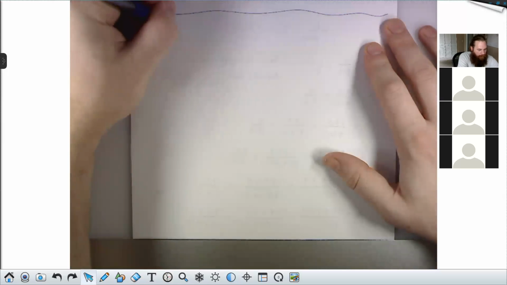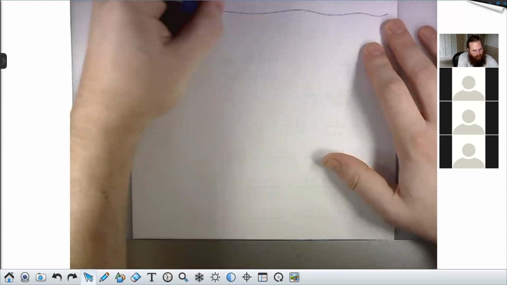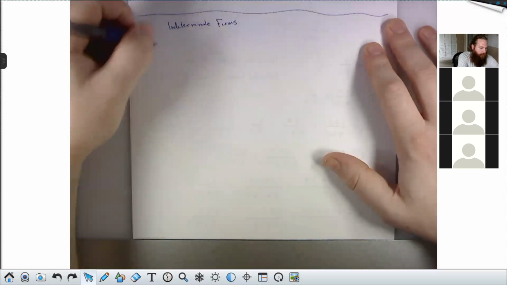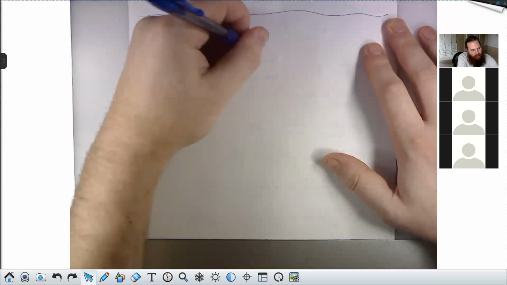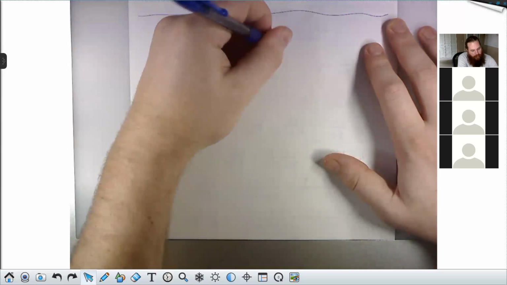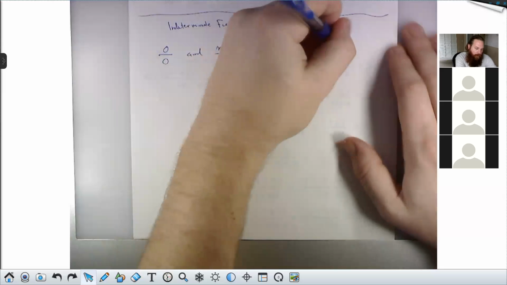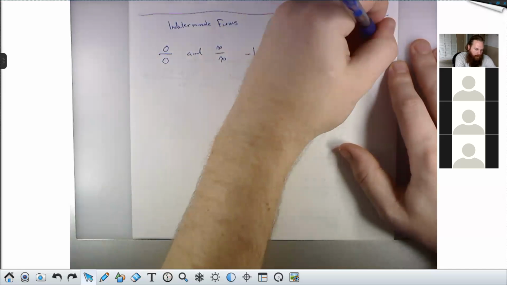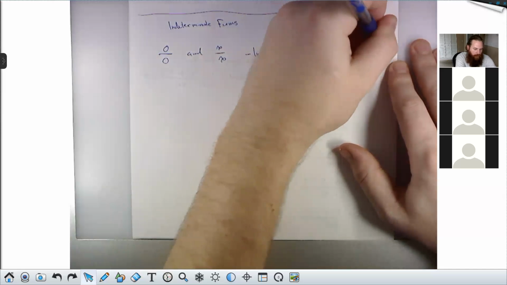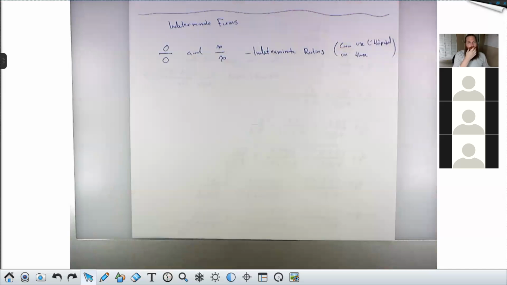Indeterminate forms. We, of course, have the famous 0 over 0 and infinity over infinity. These are called indeterminate ratios. And you can use L'Hopital's rule on these. They're the only ones that you can use L'Hopital's rule on right away.